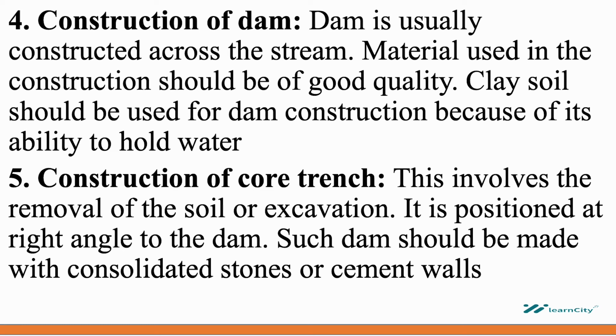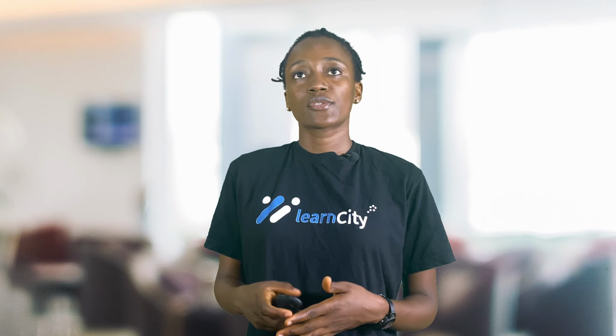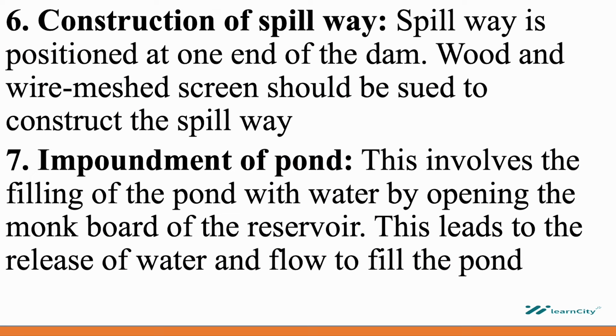Construction of the core trench. This involves the removal of the soil or excavations. It is positioned at the right angle to the dam. Such dams should be made with consolidated stones or cement walls. Construction of the spillway. The spillway is positioned at one end of the dam. Wood and wire mesh screen should be used to construct the spillway.